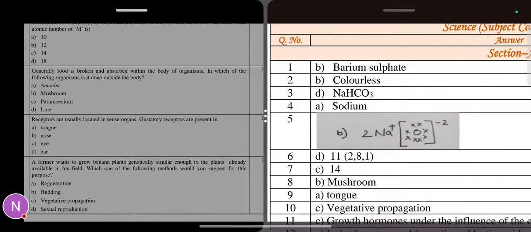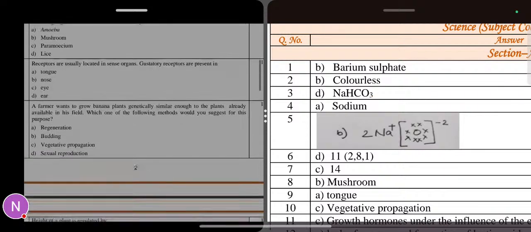A farmer wants to grow banana plants genetically similar to the plants already available in his field. Which one of the following methods would you suggest for this purpose? Option A regeneration, option B budding, option C vegetative propagation, option D sexual reproduction. So the correct answer is option C, vegetative propagation.